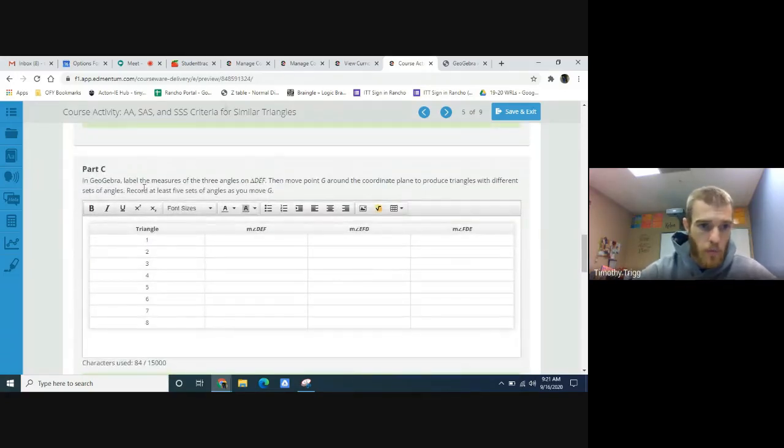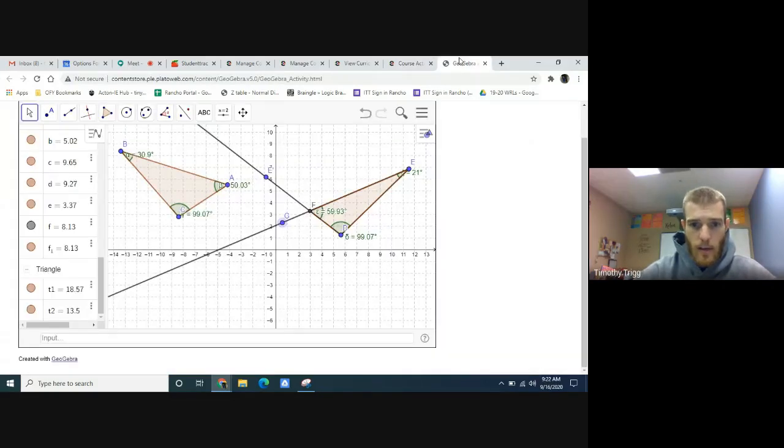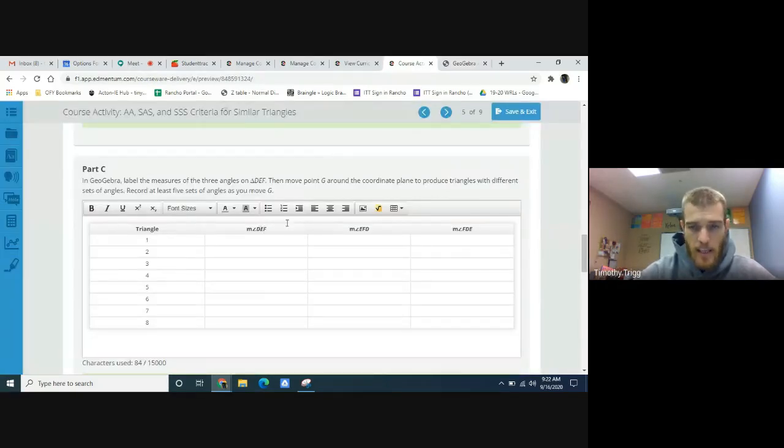Okay. In GeoGebra, label the measure of the angles of DEF. We already did that. Then move point G around the coordinate plane and produce triangles with different sets of angles. Record at least 5 sets of angles as you move G. So you can see I've got these angle measures. The first angle they want is angle DEF.